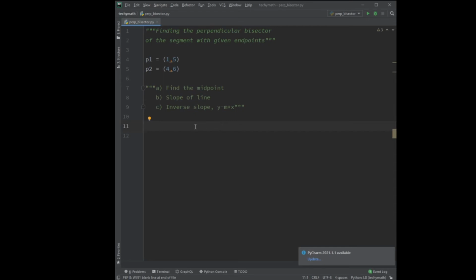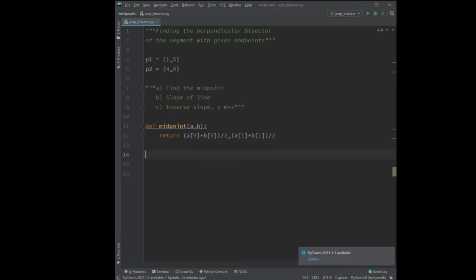So the first function should be a midpoint function. What I've done is just take the average of the x values and the average of the y values. A and B are 2 points, and the first thing in each point is the x value, and the second thing in each point is the y value. So index 0 is the first thing in the tuple or the list, and index 1 means the second thing. So this should give us the midpoint.